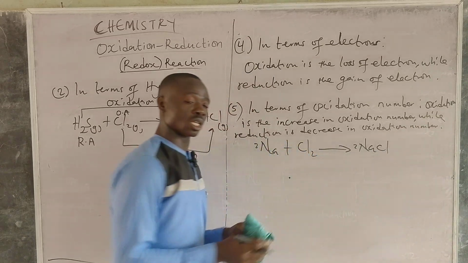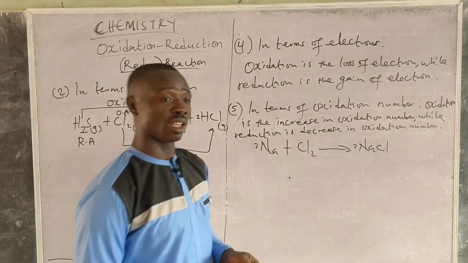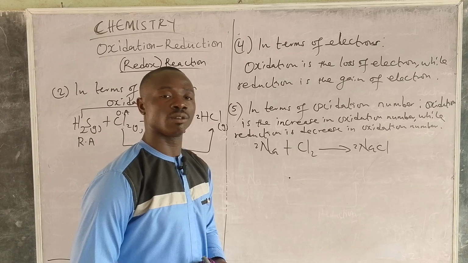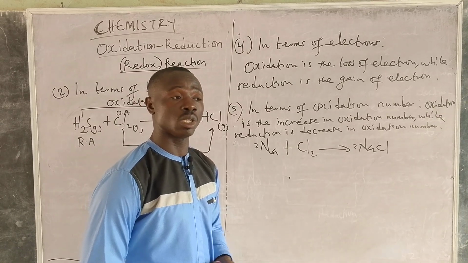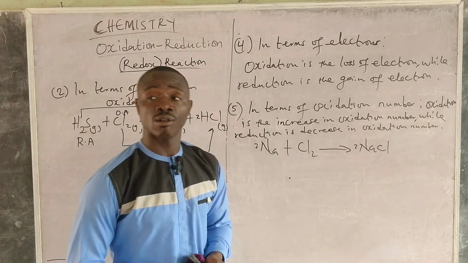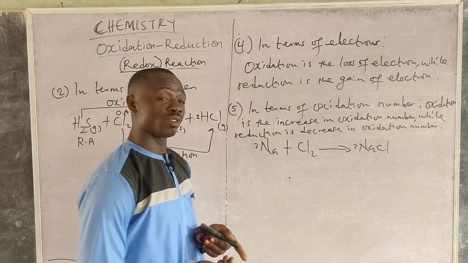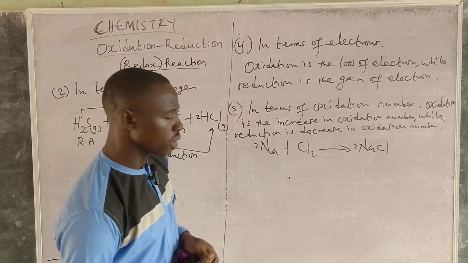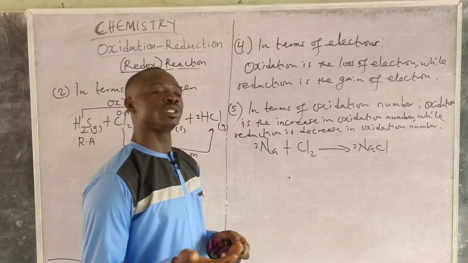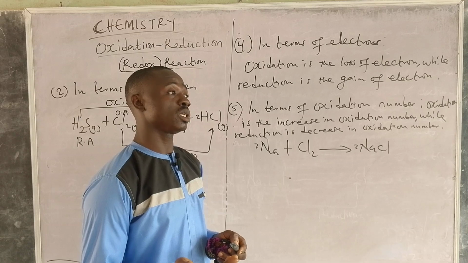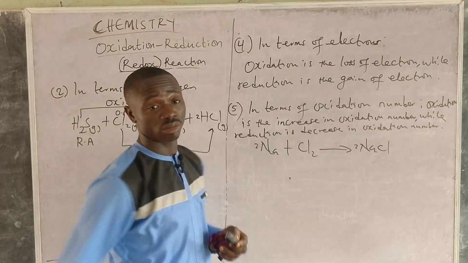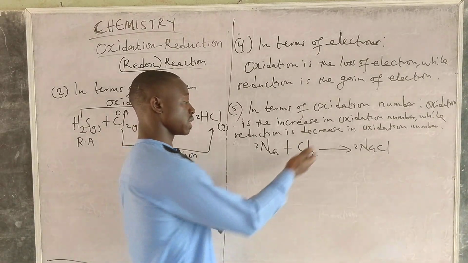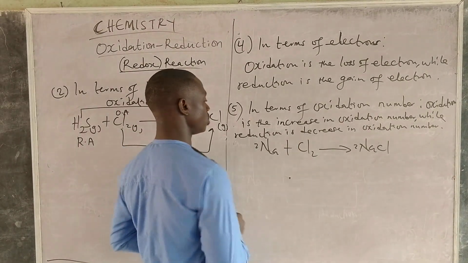So what this one means is that when the oxidation number of an element of a substance increases from left to right hand side of a chemical equation, that is oxidation. While if the oxidation number of an element reduces from the left to the right hand side of a chemical equation, that is what? Reduction. Now we have to know the rules for assigning oxidation number to atoms, to elements, to compounds, to substances, especially in chemical equation.